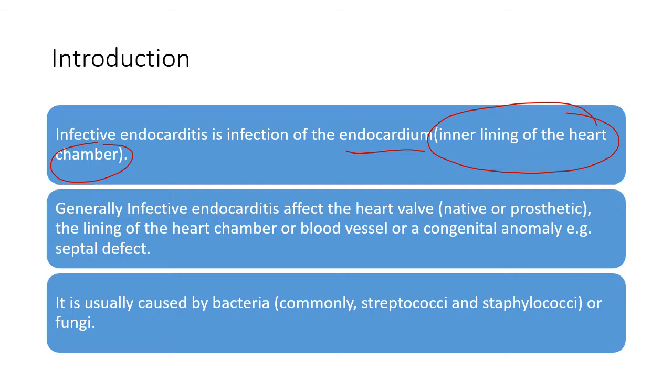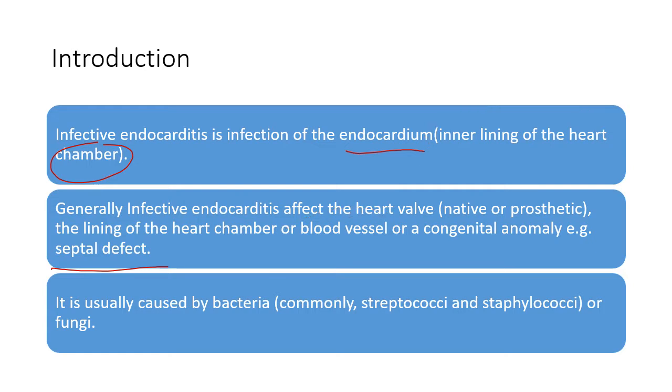Generally speaking, infective endocarditis affects the heart valve. The heart valve affected can be a normal valve, that's the native valve, or a prosthetic valve, that is the artificial valve. Sometimes infective endocarditis can also affect the blood vessels and congenital anomalies such as septal defects. When you have a septal defect in congenital anomalies such as ventricular septal defect or atrial septal defect, they can be infected with the bacteria, and that is what we call infective endocarditis.